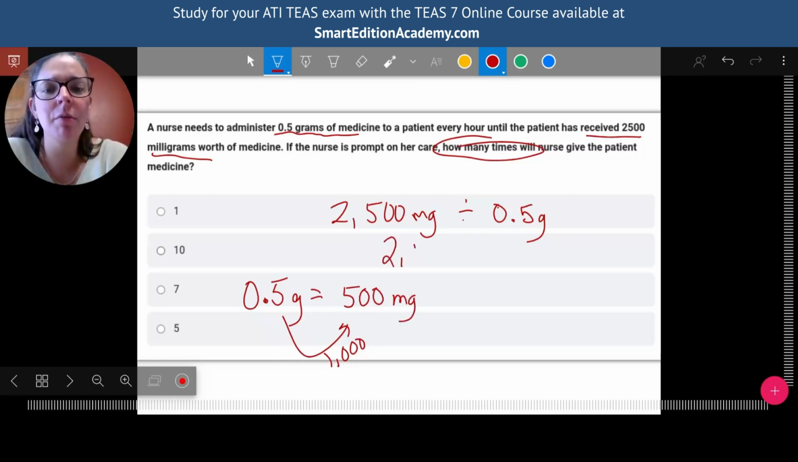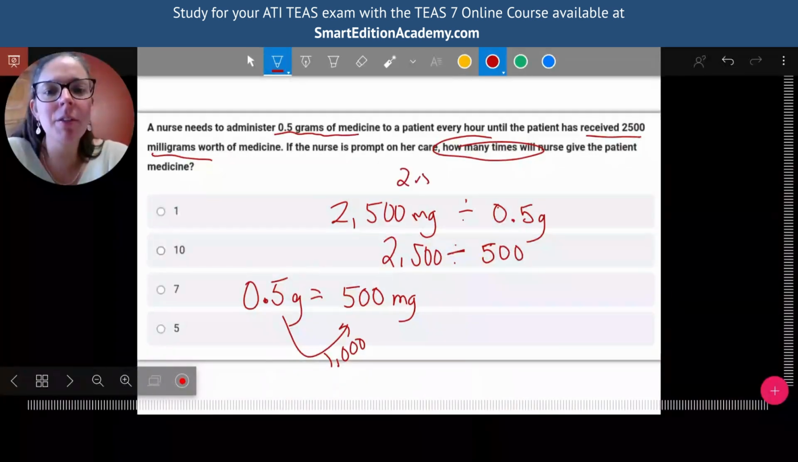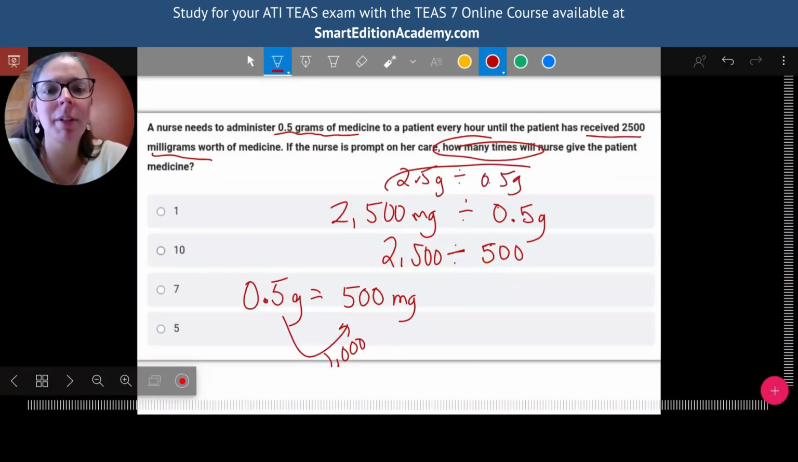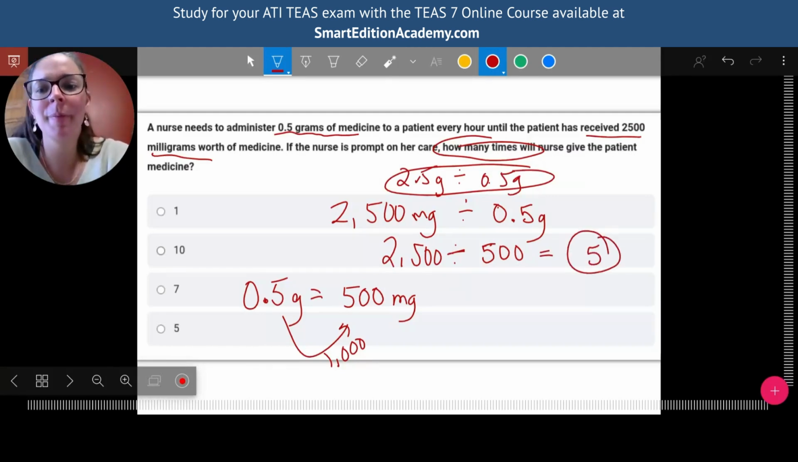I like to get rid of the decimals when I can, just because they're easy to lose in your math when you're trying to solve things. So that's why I'm converting in this way to use the bigger numbers, but it really doesn't matter. You could have converted the milligrams to grams and had 2.5 grams divided by 0.5 grams as well. That would get you the same answer, which should be 5.